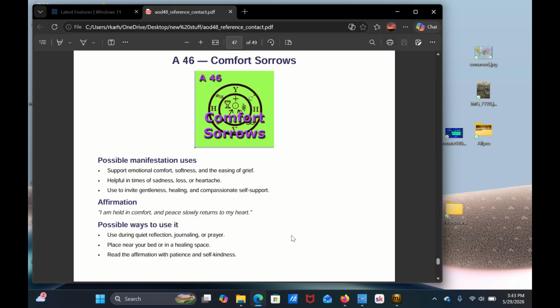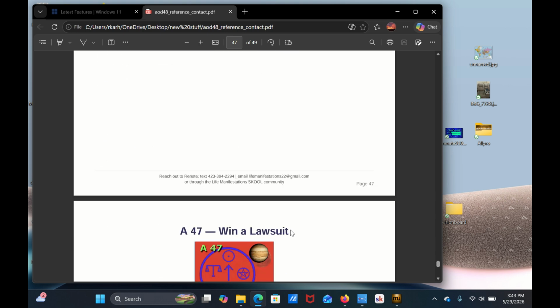Used during quiet reflection, journaling, or prayer. Placed near your bed or in a healing space. Read the affirmation with patience and self-kindness.